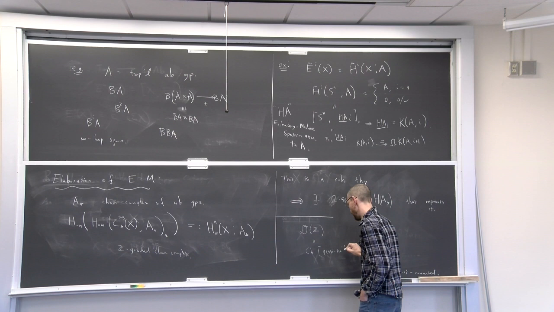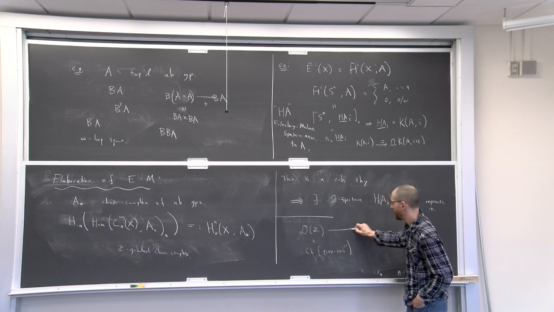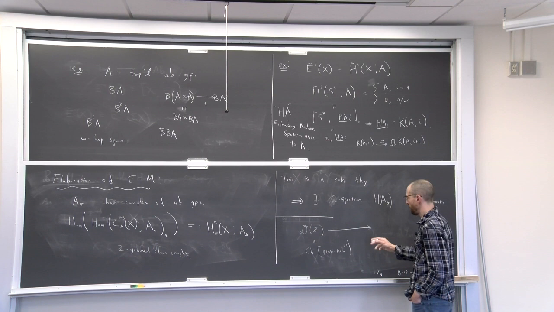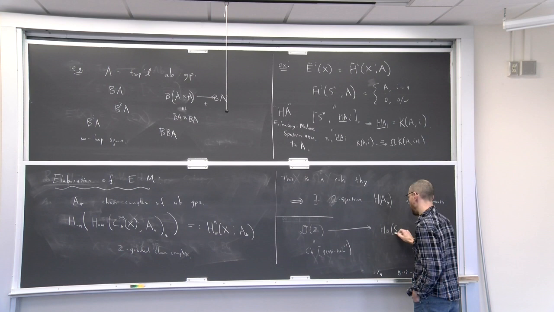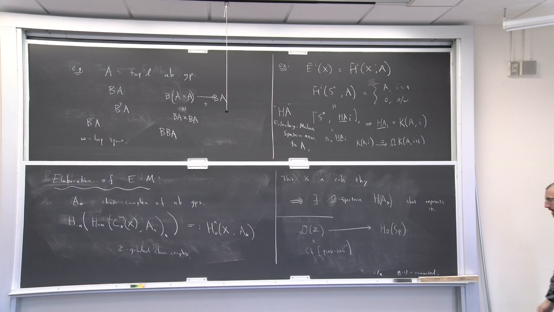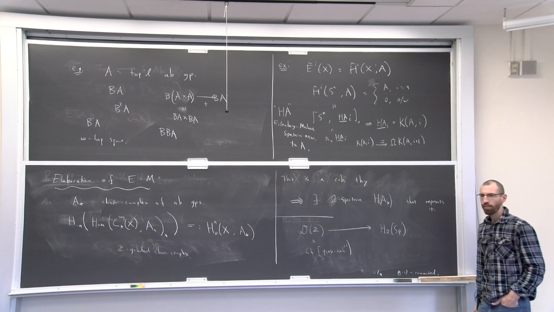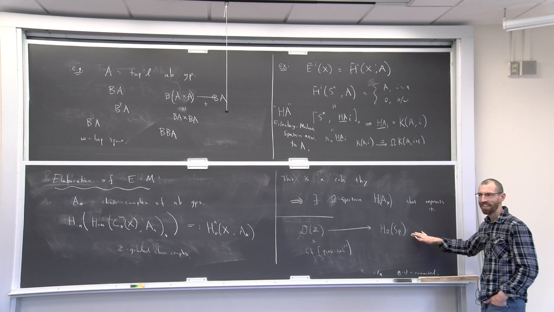And you get a functor from the derived category of Z to this stable homotopy category, this homotopy category of omega spectra. Okay? It's a map. So every element of the derived category... What I'm moving to is I want us to think about this itself as a kind of derived category.